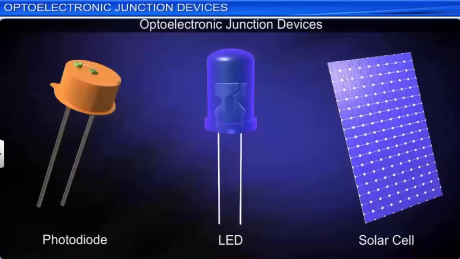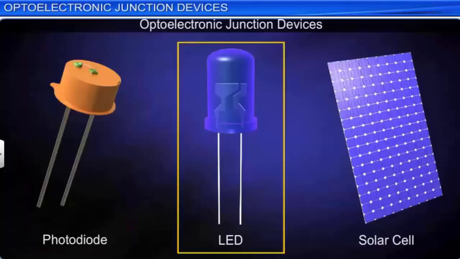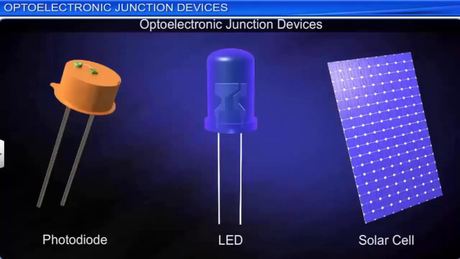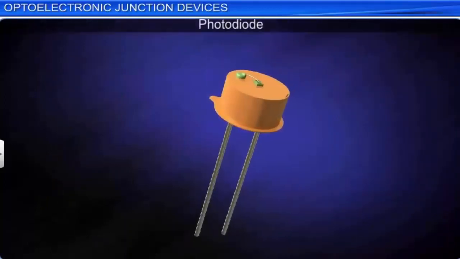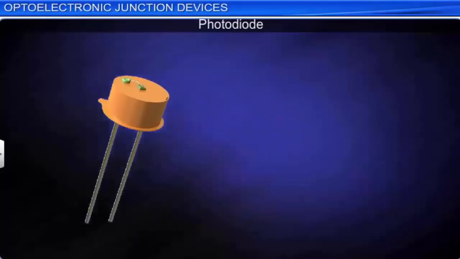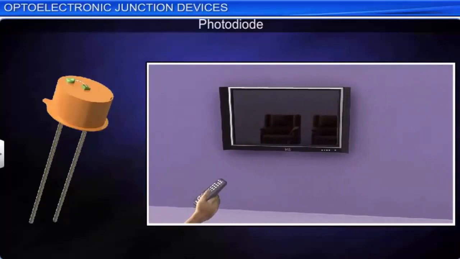Optoelectronic junction devices are PN junction devices which work because of the current carriers that are generated by photons. Photodiodes, light-emitting diodes, which are referred to as LEDs in short, and solar cells are examples of optoelectronic devices. A photodiode is a device that is used to detect optical signals.